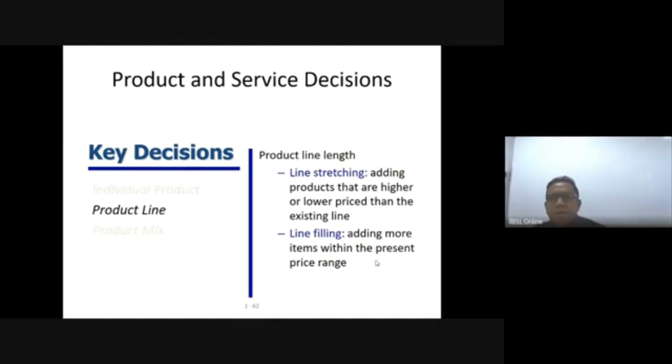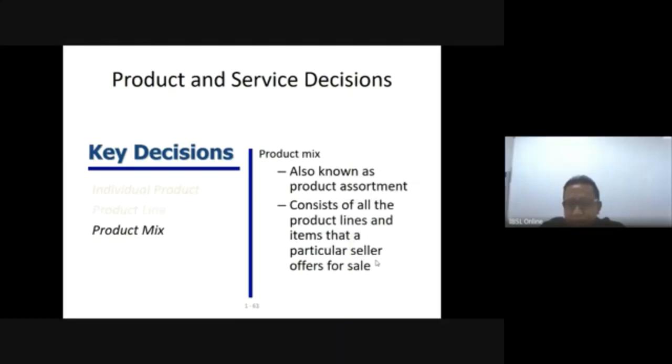And a product line can have a product line length. Under product line length, you can have line stretching, adding products that are higher or lower priced than the existing line. Line filling, adding more items within the present price range. For example, line stretching is adding products that are higher or lower priced than the existing line.